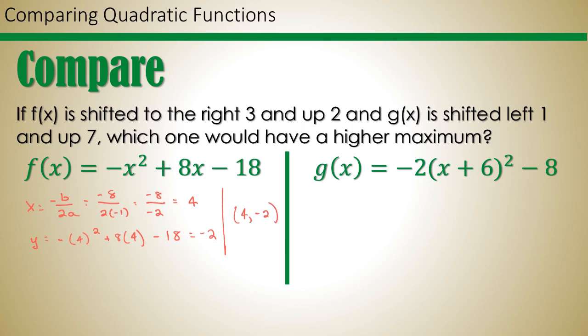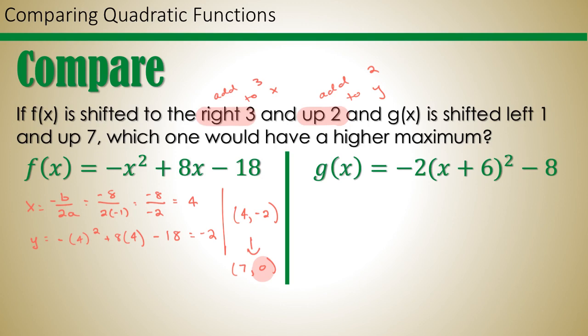Now, it tells us to shift it to the right 3 and up 2. That just means if I shift something to the right 3, I'm going to add 3 to x, and we're going to add 2 to the y value to shift it up 2. So my transformed vertex is going to be (7, 0). And the maximum value of this is going to be the y value that you see there. So the highest this ever goes is 0.